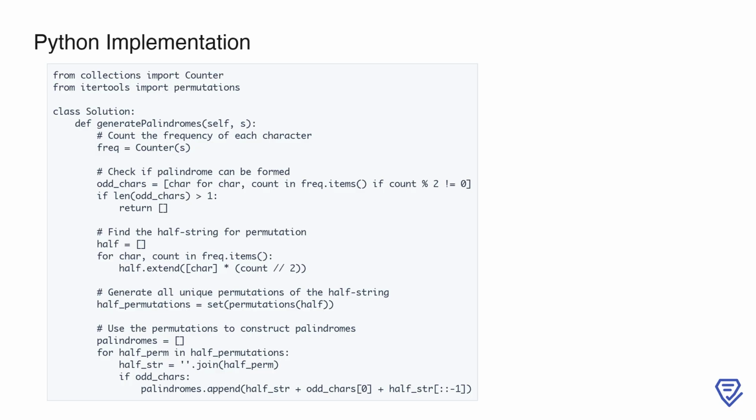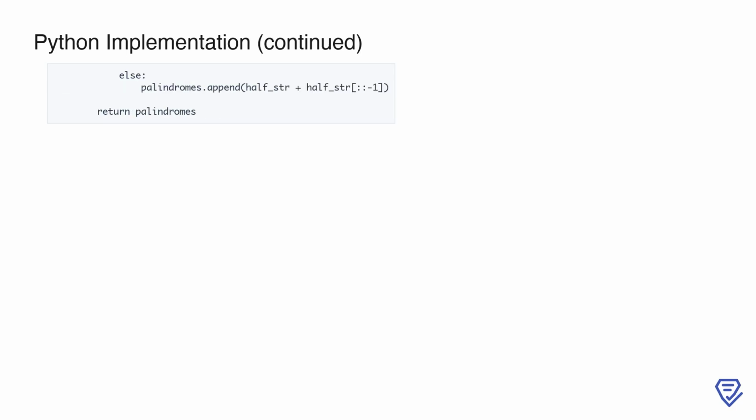Finally, we generate all unique permutations of this half string using the permutations function and store them in a set to avoid duplicates. With these permutations, we move on to constructing the actual palindromes. For each permutation of the half string, we convert it back into a string using join. If there is a character with an odd frequency, we place it in the middle of the palindrome by combining the half string, the odd character, and the reverse of the half string. This ensures the symmetry required for a palindrome.